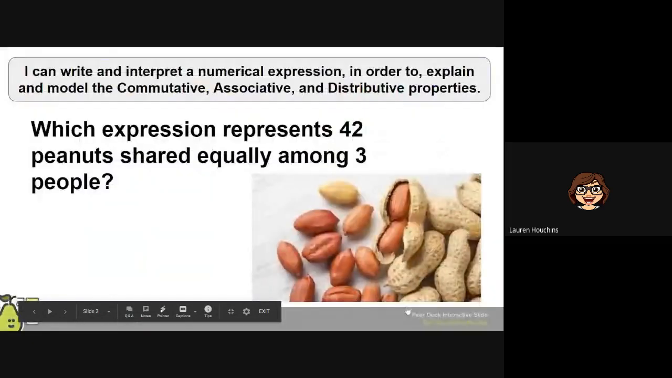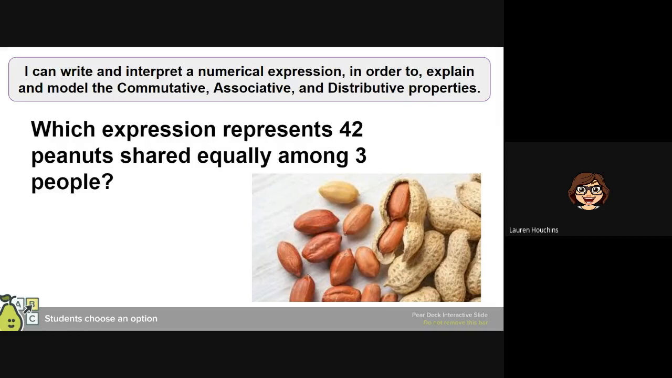Today we are going to start looking at the commutative, associative, and distributive properties. First question I have: which expression represents 42 peanuts shared equally among 3 people? There are 2 keywords in my question that tell me the operation I'm using to solve this problem. Those 2 words are shared equally. To share equally means that I am dividing something up. So if I am dividing the 42 peanuts among 3 people, my answer is going to be 42 divided by 3 equals 14.